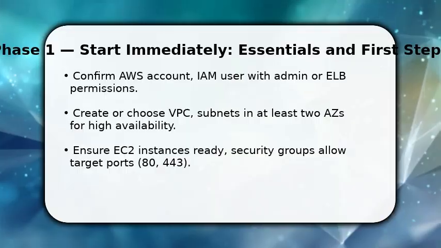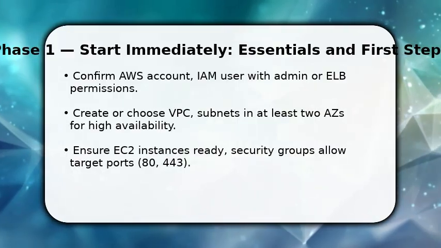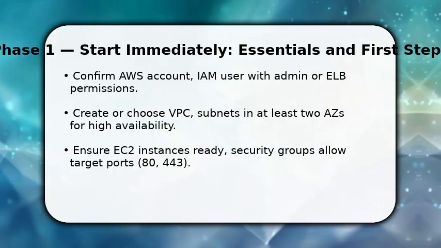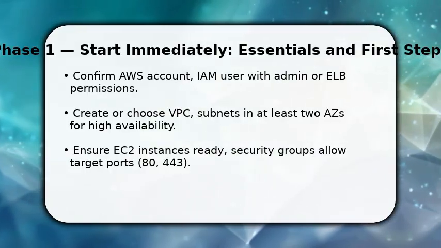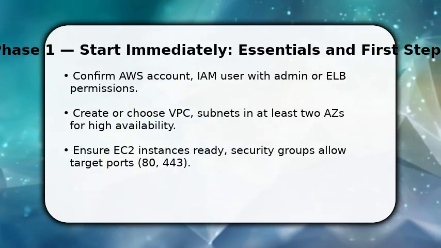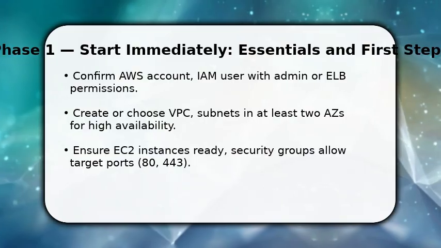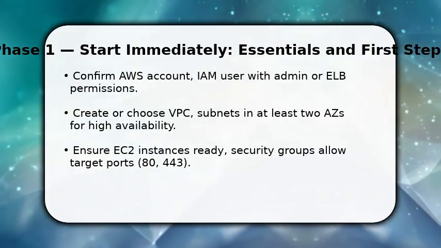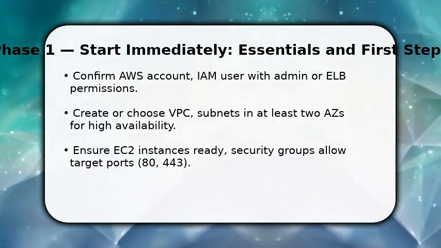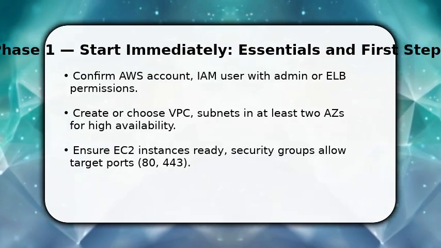You start by confirming prerequisites. You must have an AWS account and an IAM user with ELB permissions. Next, create or select a VPC and pick subnets in at least 2 availability zones for redundancy. Make sure your EC2 instances are provisioned and that their security groups allow the target ports like 80 and 443. Once done, validate route tables and internet gateway if you need public traffic. This prepares the network so the load balancer can route traffic correctly.